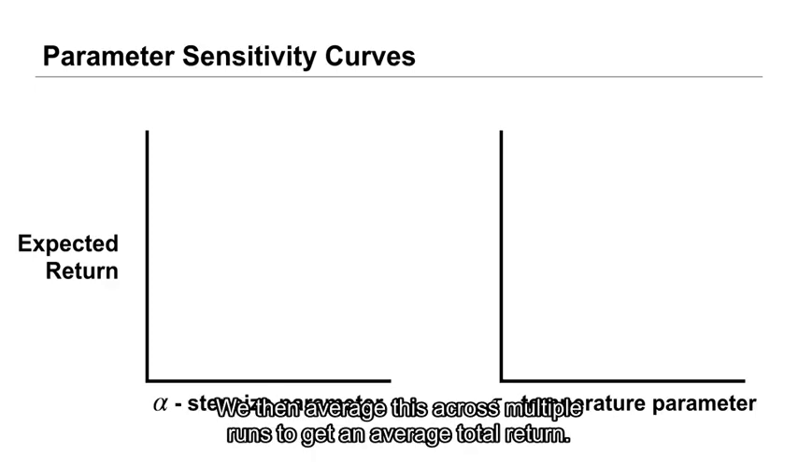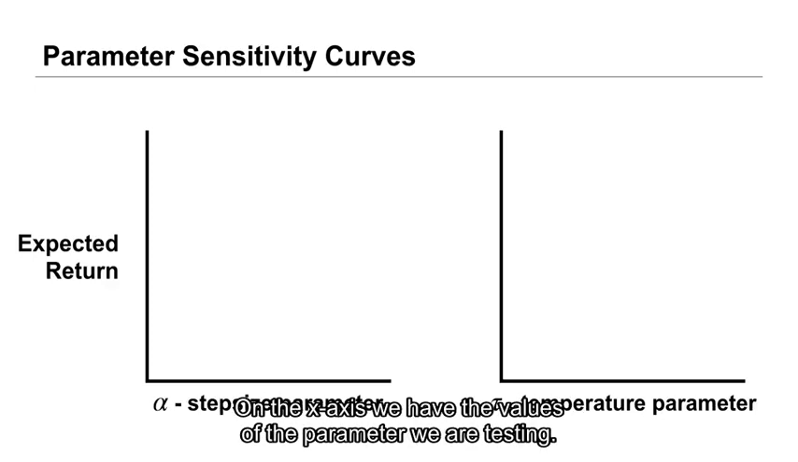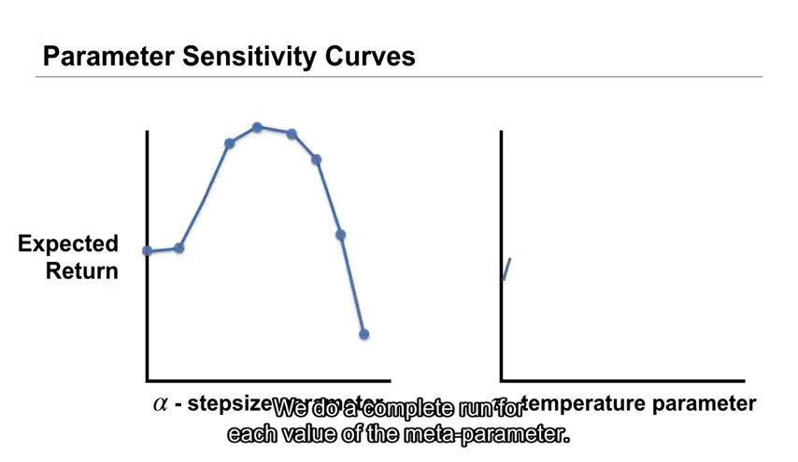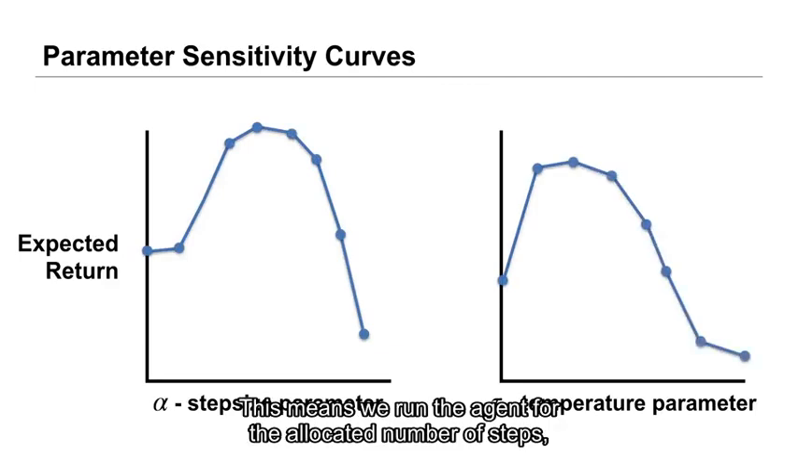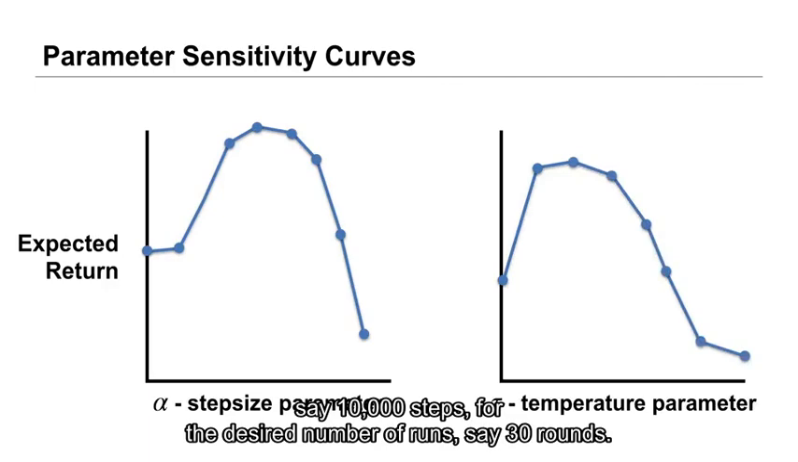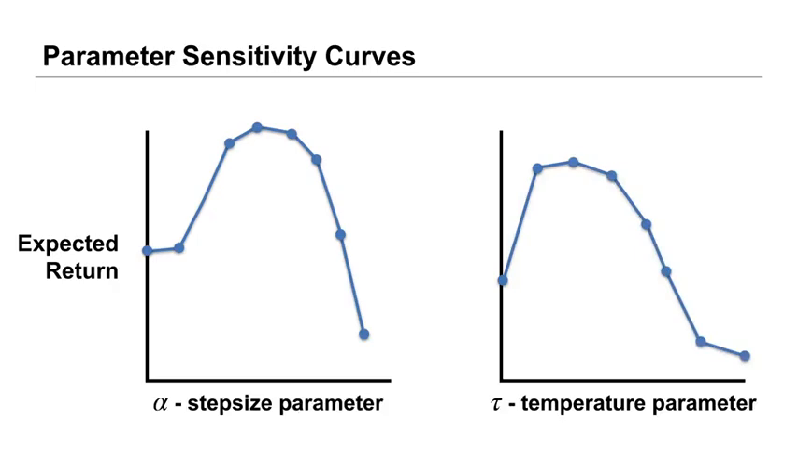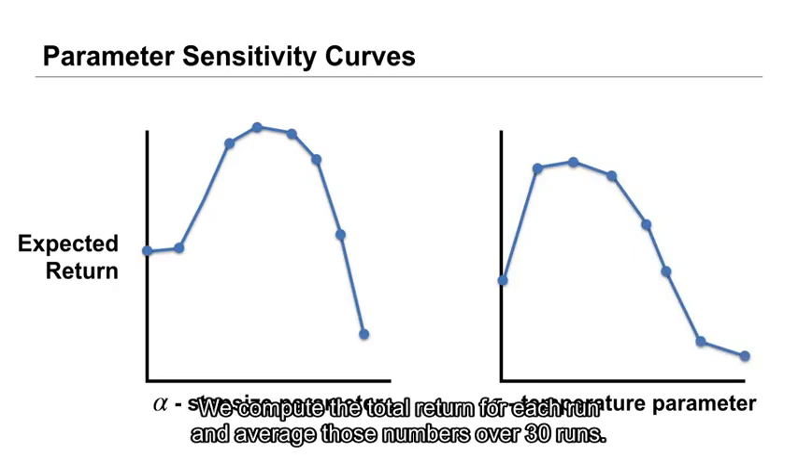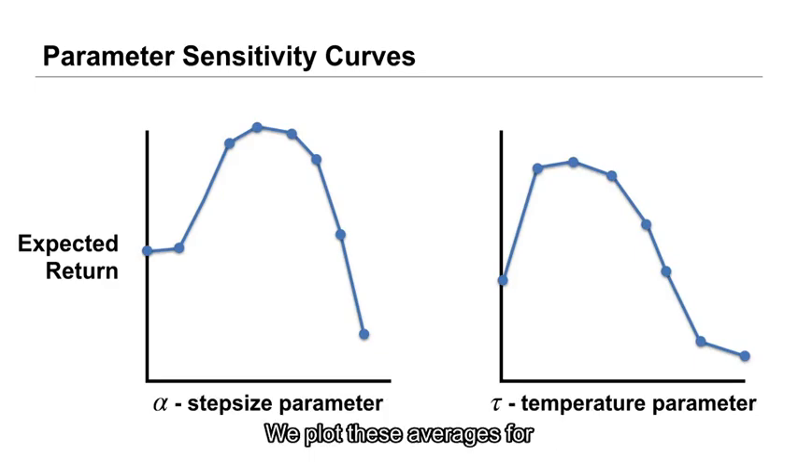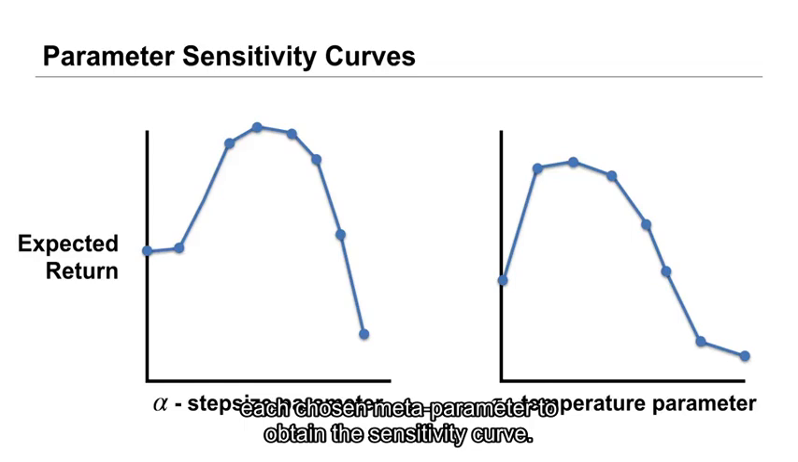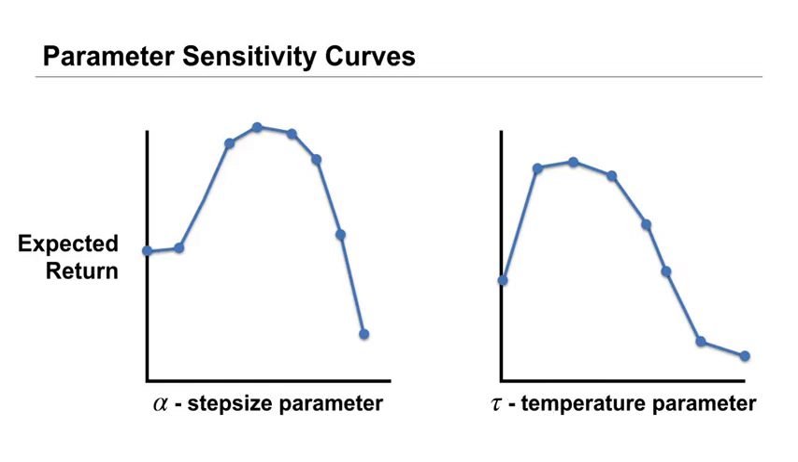We then average this across multiple runs to get an average total return. On the x-axis, we have the values of the parameter we are testing. We do a complete run for each value of the metaparameter. This means we run the agent for the allocated number of steps, say 10,000 steps, for the desired number of runs, say 30 runs. We compute the total return for each run and average those numbers over 30 runs. We plot these averages for each chosen metaparameter to obtain this sensitivity curve.